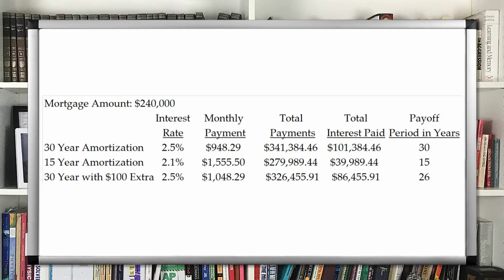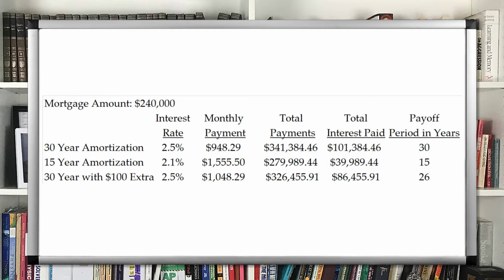Assume you can obtain a 2.5% fixed interest rate mortgage on a 30-year amortization or a 2.1% fixed interest 15-year amortization mortgage. Let's compare first the amount of monthly payments. As you can see, there is a significant difference in the total monthly payments. The 30-year loan calls for over $600 less monthly payment than the 15-year loan.